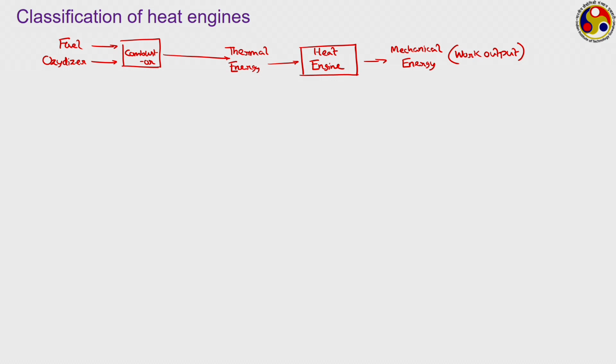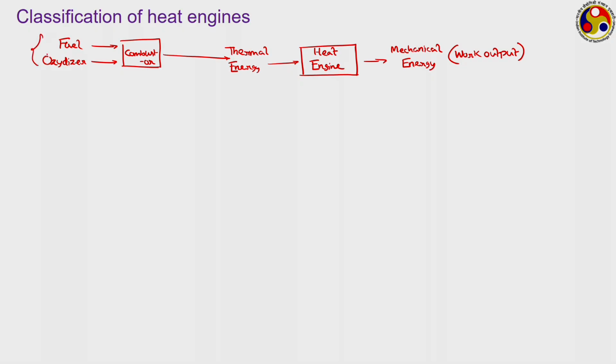So, most of the practical heat engines actually are associated with two different steps of energy conversion. They always take some fuel or chemical energy as the input. So, this fuel and oxidizer together, we can combine them to represent as a form of chemical energy.